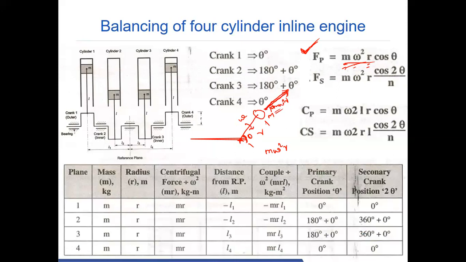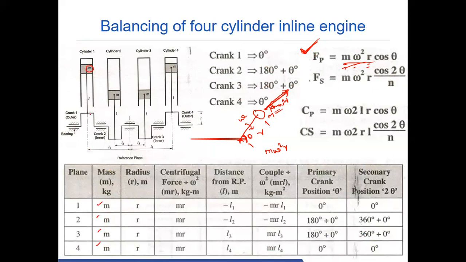This is a vector representation of this one. The same way we are going to do this, right? Now, if you draw the forces and couples in a table, we can do it like this. The mass of each cylinder, the reciprocating mass, is m. So m we are taking as the mass.